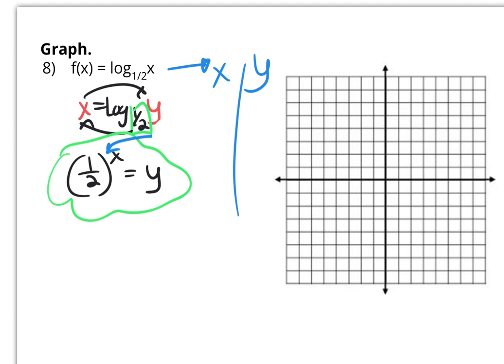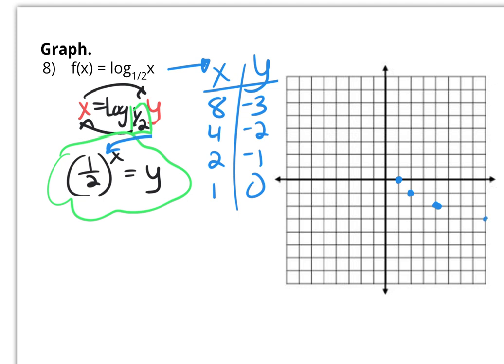So let's see. I can't fit negative 4, 16, but I'll go to the next one. So (-3, 8) would be (8, -3). (-2, 4), (4, -2). (-1, 2), (2, -1). And then (0, 1) would be (1, 0). Okay? So just make sure you switch them back before you graph them. So (1, 0), (2, -1), (4, -2), and (8, -3). 1, 2, 3, 4, 5, 6, 7, 8.